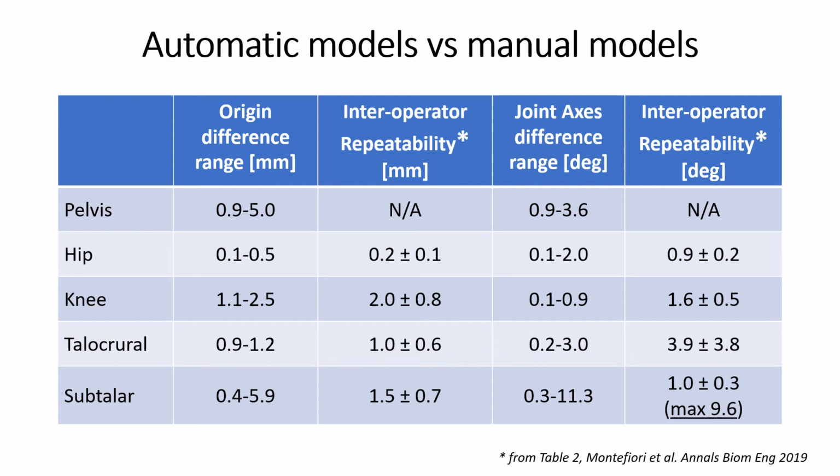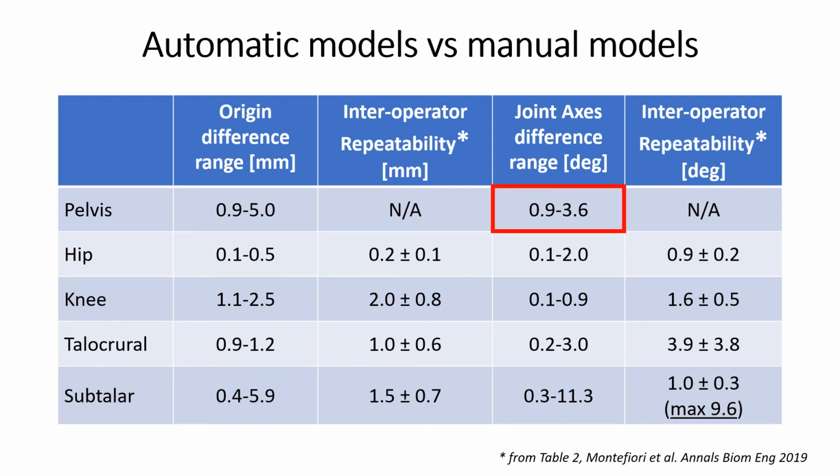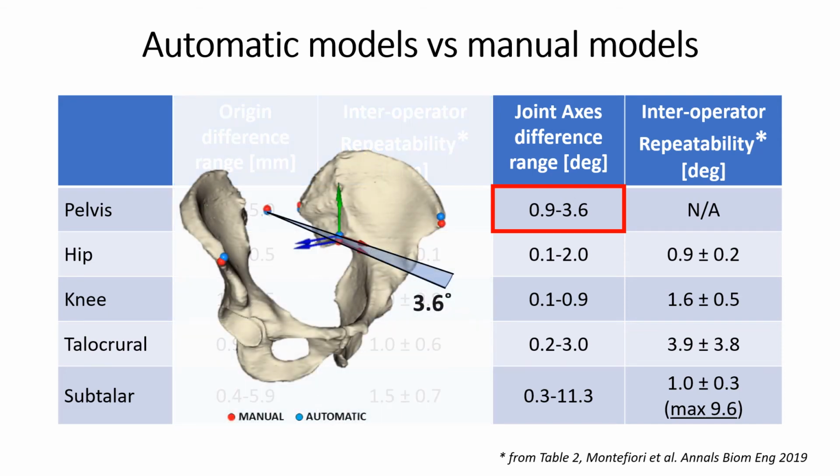We found that at the knee and at the ankle joint, the differences between automatic and manual models were comparable to the interoperator repeatability. The reference system of the pelvis ground joint, instead, presented differences up to 3.6 degrees between the two models, due to a different identification of the pelvic bony landmarks.